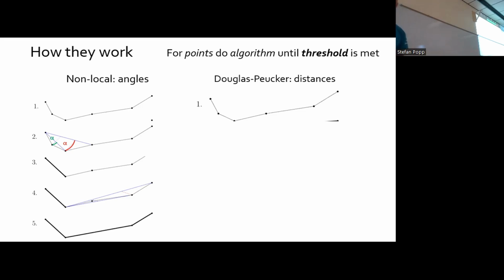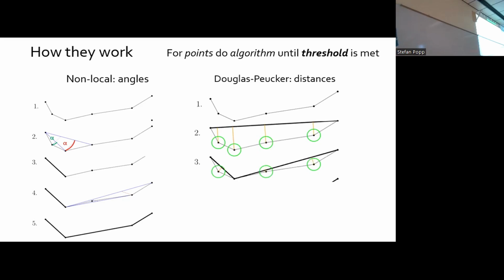The other one that I want to go over is the Douglas-Peucker method or algorithm that deals with distances. Here you create straight lines between two points, and you only keep that point which has the largest distance to that straight line.